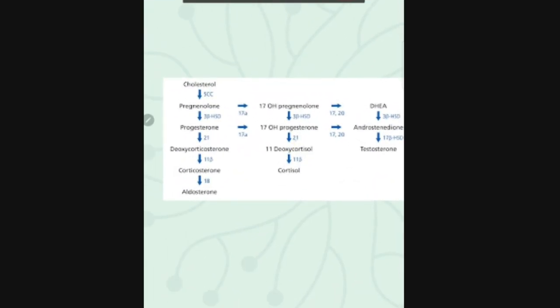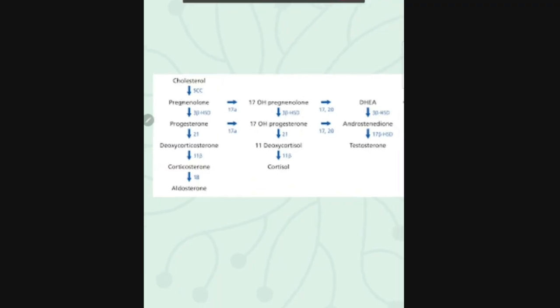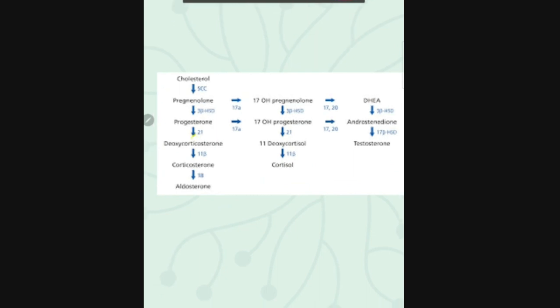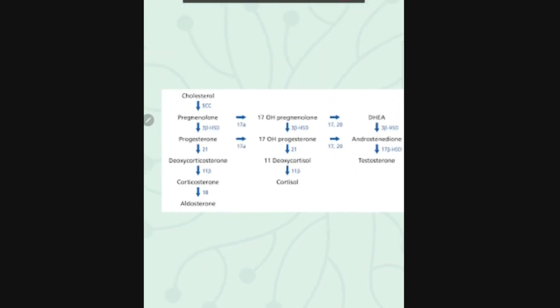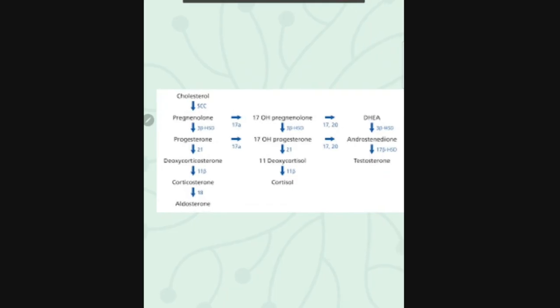See, regarding 21 alpha hydroxylase, 17 hydroxyprogesterone levels will be increased. 21 alpha hydroxylase has a role in only these two places: converting progesterone to deoxycorticosterone, and 17 hydroxyprogesterone to 11 deoxycortisol. So if I lose 21 alpha hydroxylase, the 17 hydroxyprogesterone levels above it will increase. That is why I screen 17 hydroxyprogesterone levels in case of CAH, especially 21 alpha hydroxylase deficiency.